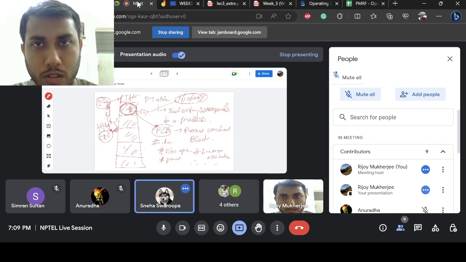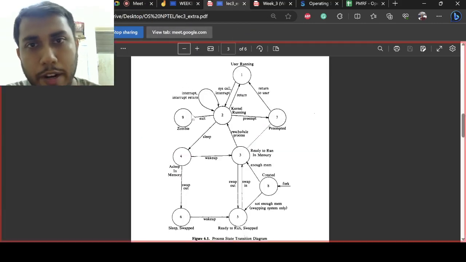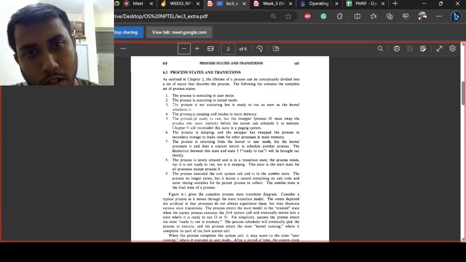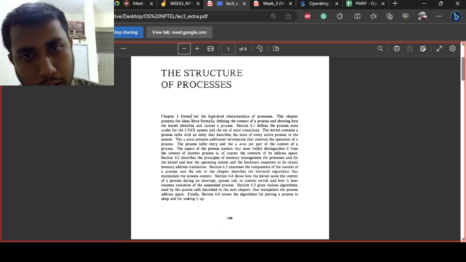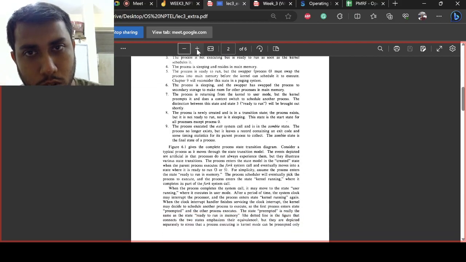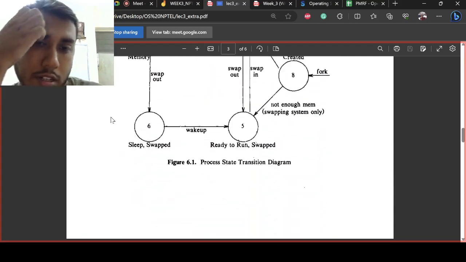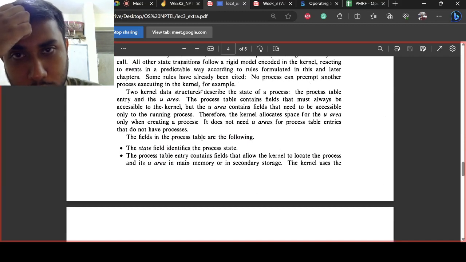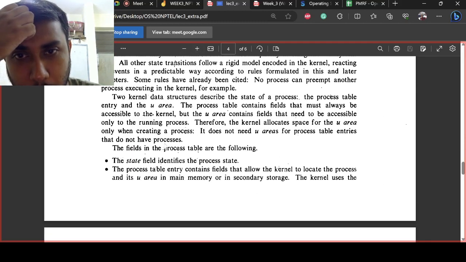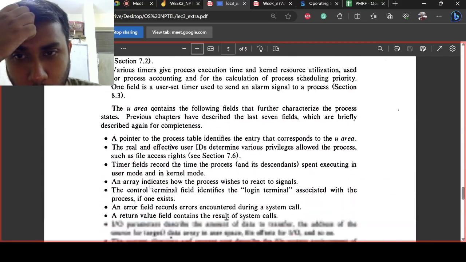Yeah, that's true. So with today's lecture I will give you this text. It's a very good book and you can go through it once and check what a state has, what the process table has, and where your process is stored, all those things. Okay.